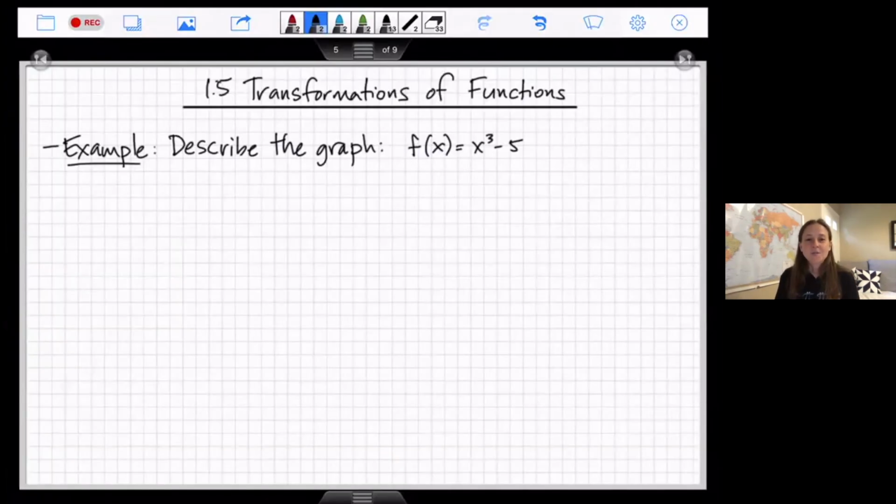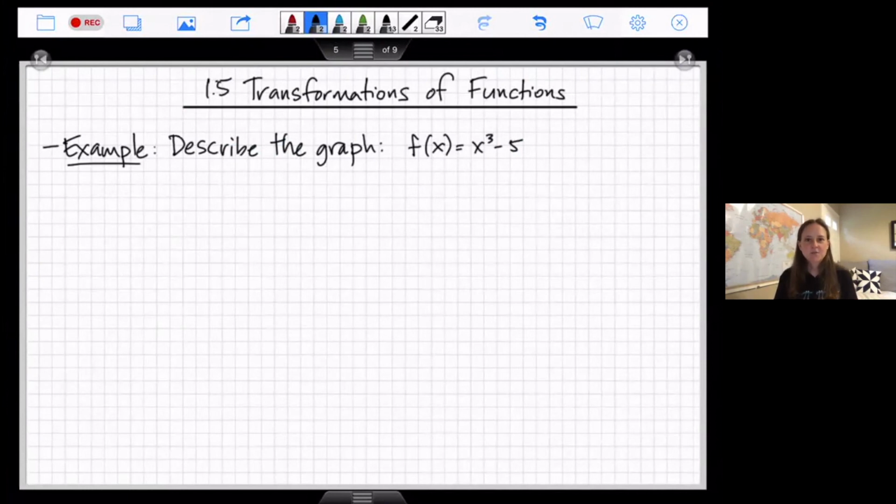All right, the last thing I want to do is run through a few quick examples. We're going to take some functions and try to predict what the graph would look like. And you can always go check these on Desmos to see if I'm right. All right, so I've given us the function x cubed minus 5. You may want to have your transformation handout handy.